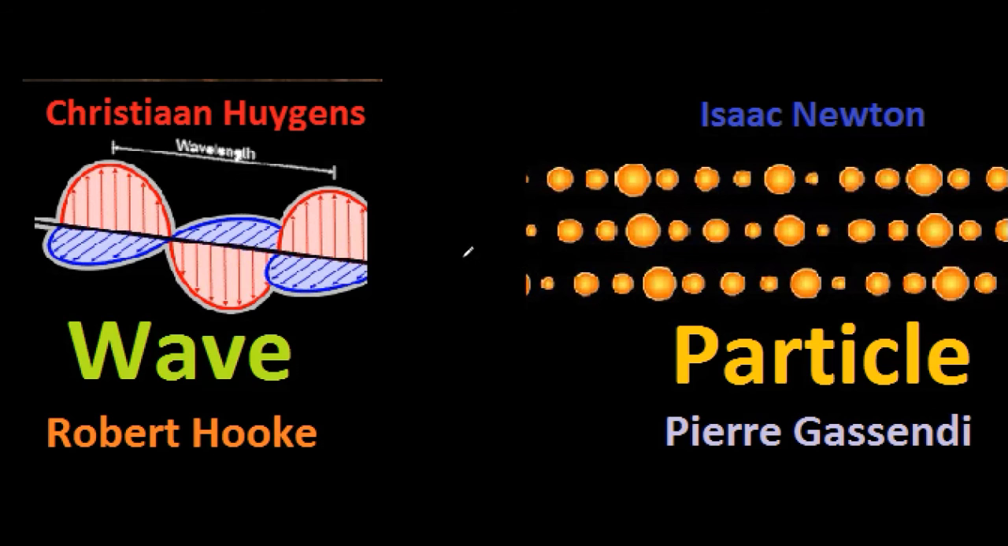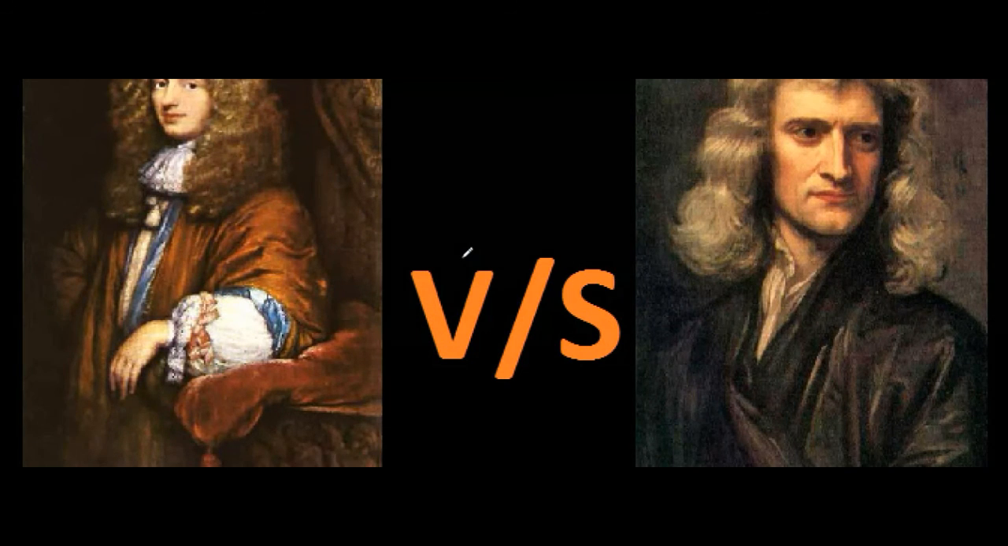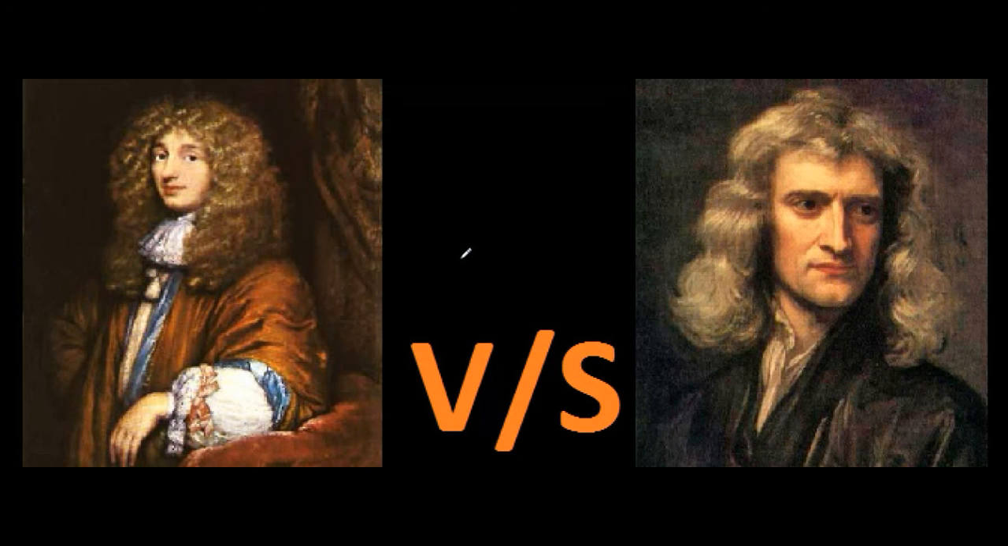And Thomas Young did an experiment in which he proved that light is made up of waves. Light is a wave, and in the next video we're going to discuss that.